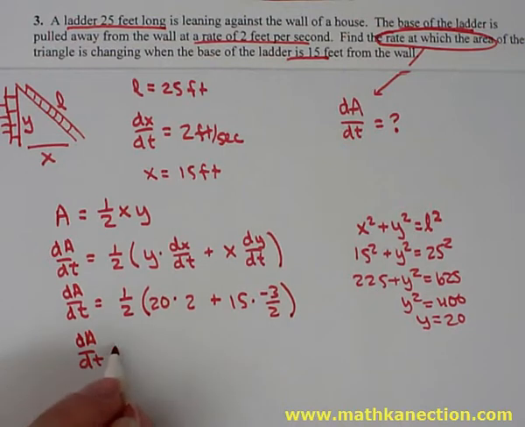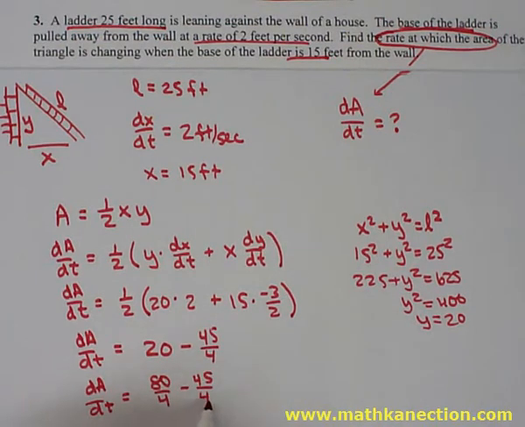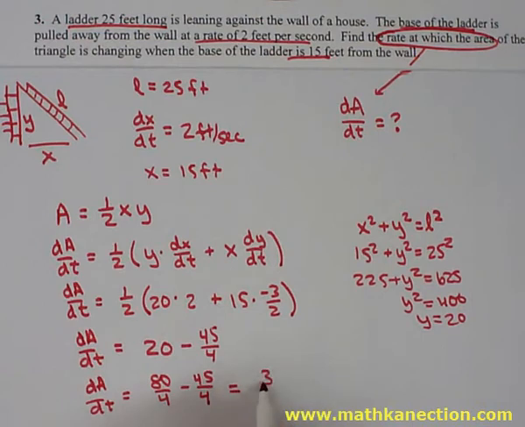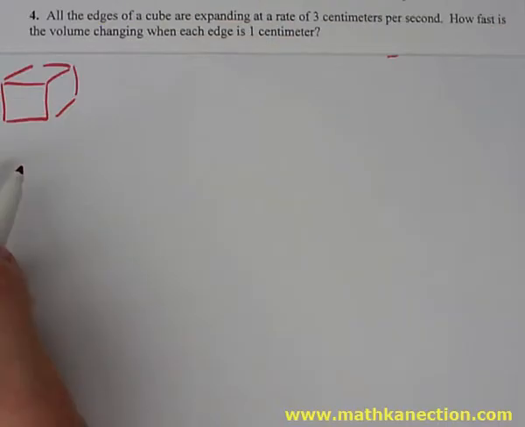So then simplifying to solve for dA dt, we have 20 minus 45 over 4. And then get common denominators. So the final answer for dA dt is 35/4. Area is being measured in feet squared, and time is being measured in seconds. So 35/4 feet squared per second.